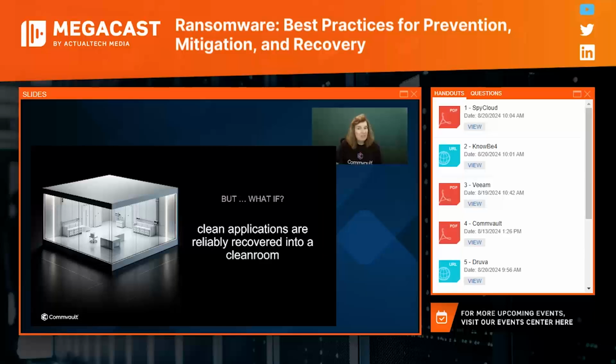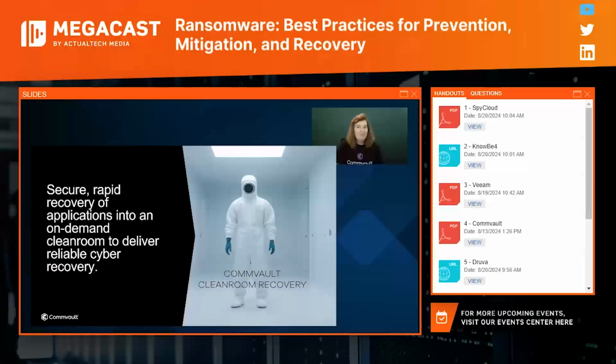You need a safe space to test and verify what you've got so you can safely restore and rebuild your infrastructure. Commvault Cloud Cleanroom Recovery provides an affordable, clean, secure, and isolated recovery environment for testing cyber recovery plans, conducting secure forensic analysis, and helping deliver uninterrupted business continuity.